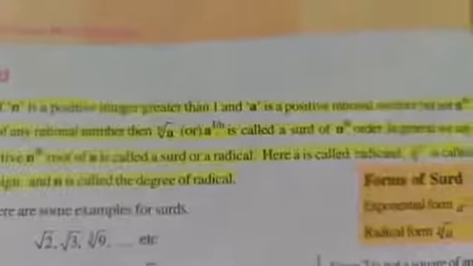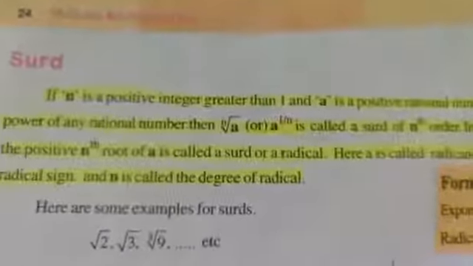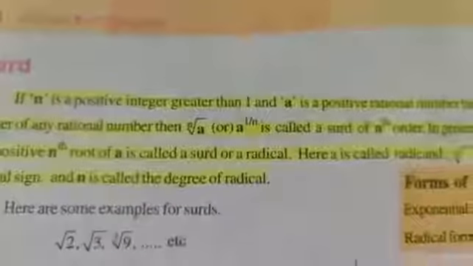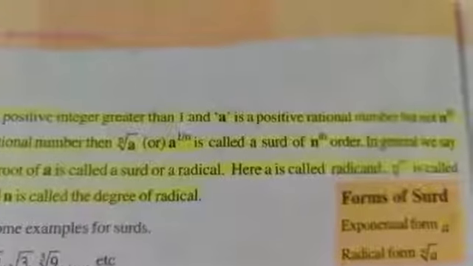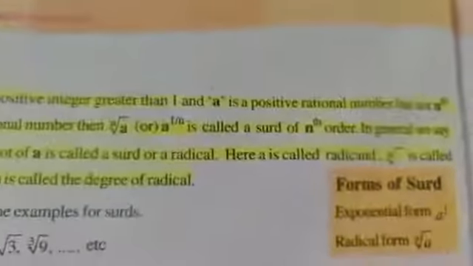Integer greater than 1. How is the n value? Greater than 1, a positive integer. A is a positive rational number, but not the nth power of any rational number. Then the nth root of A, or A to the power of 1 by n, is called a surd of nth order, not nth root.